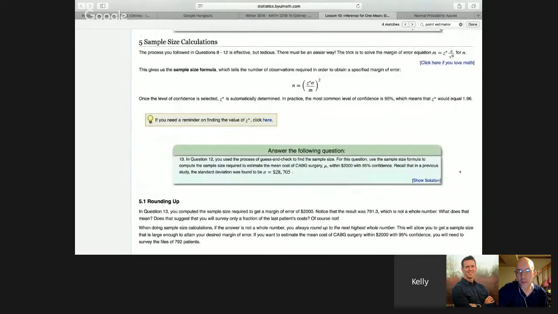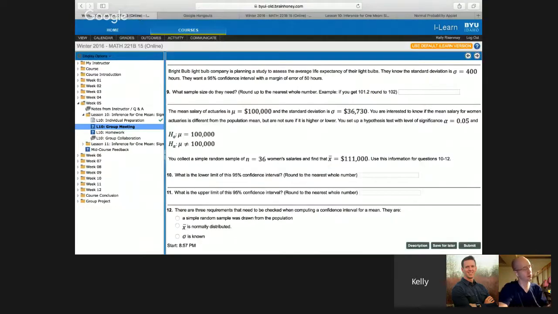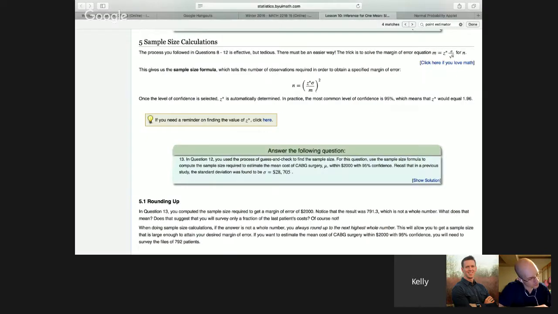Oh guys, I figured it out. Margin of error is going to be 50. So go back to that equation where it has an M in it. So we're trying to find N. We're just using M as the 50. Yep, M is 50, guys. So we do 1.96 times our 400, and then divided by 50, and then square that. That should be our answer.